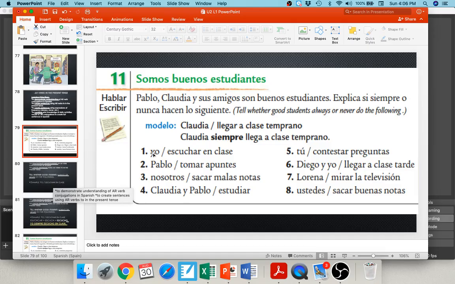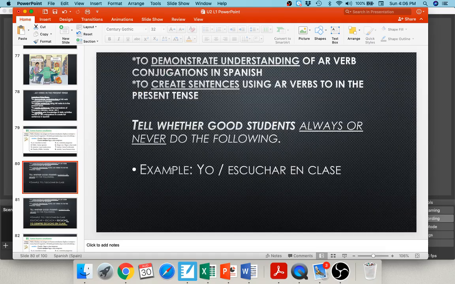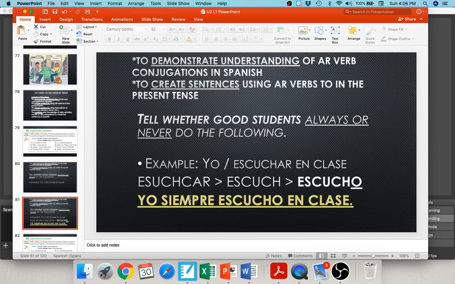Let's do another one together. In number 1, you see yo, escuchar en clase. Well, escuchar, as you know, is to listen, and en clase, in class. So would a good student always or never listen in class? Correct, they should always listen. So we're going to say that yo siempre, and not just yo siempre escuchar en clase, but we have to take escuchar, we have to take off the AR, we're left with escuch, and in the yo form, we're going to add an O to say that yo siempre escucho en clase.